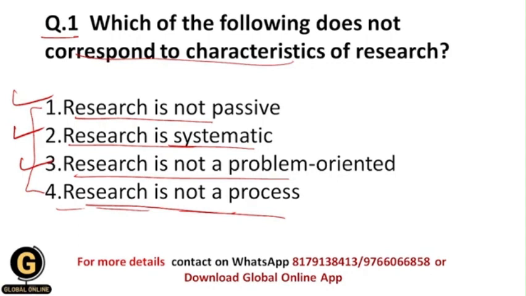So basically students, research is always a systematic process, and that's why the correct answer to this question is 4, because "research is not a process" is not a characteristic of research. Okay, that's why this is the correct answer for this question.